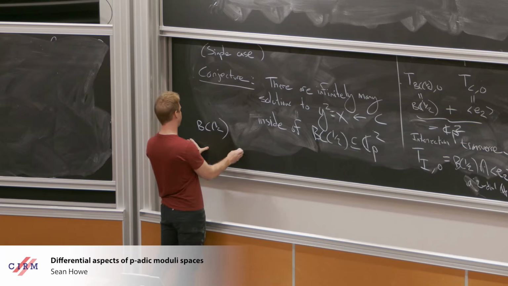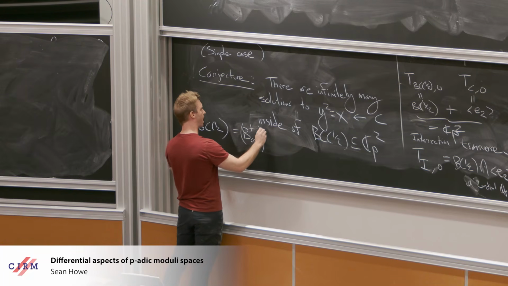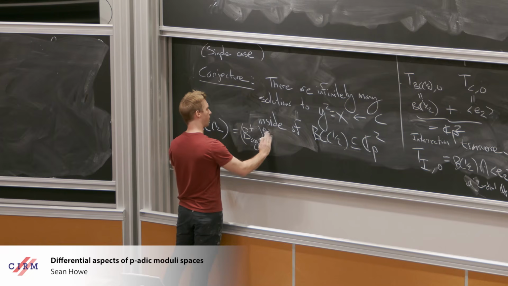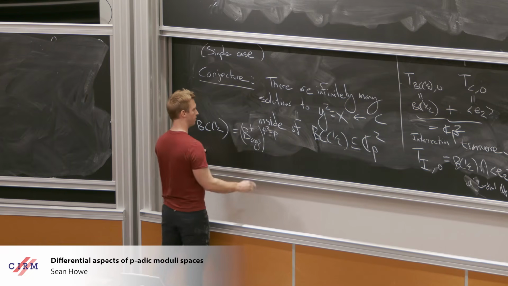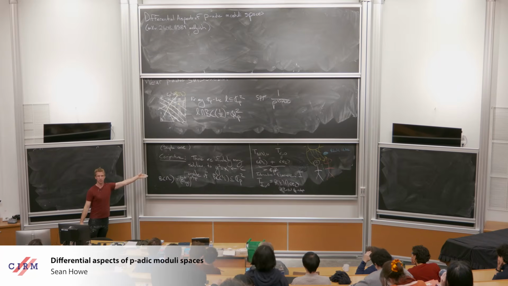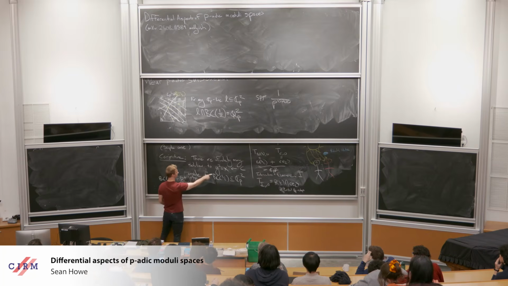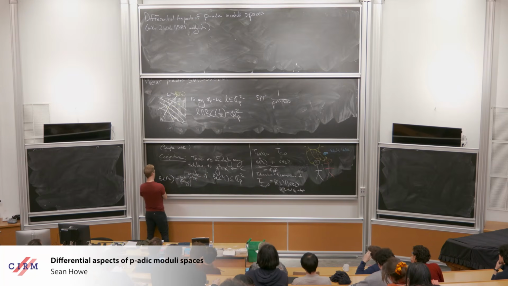But the simplest thing to say is if I take Fontaine's crystalline period ring and I take the things inside of it where the Frobenius operator squares to p. So this is a phi. Sorry, my phis look like p's. But that says phi squared is equal to p. That's B_C of 1/2. And so then what does it mean to solve this equation?